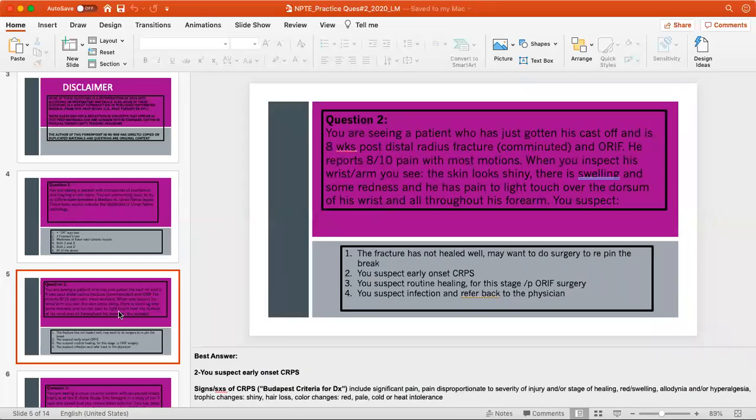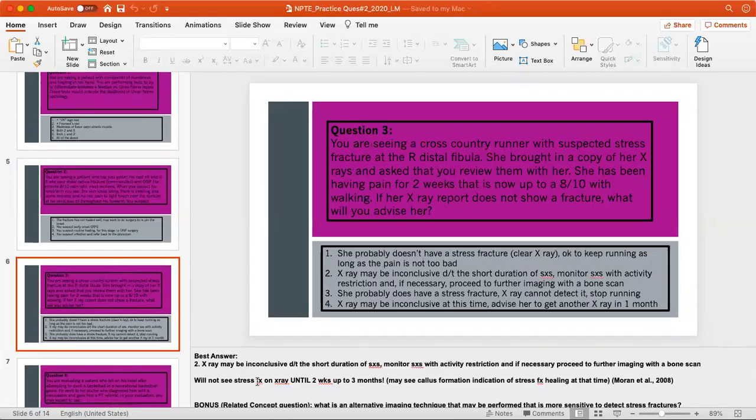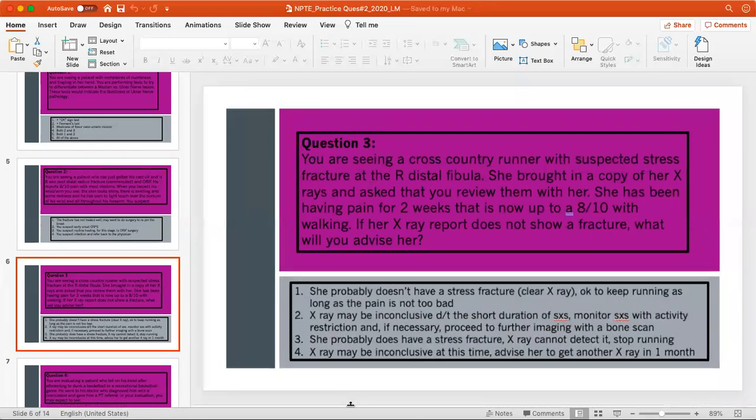Good. All right. So question 3, talking about fractures again, you're seeing a cross-country runner with a suspected stress fracture at the right distal fibula. She has brought in a copy of her x-ray and asked that you review it with her. She has been having pain for 2 weeks and now is having 8 out of 10 pain with walking. If her x-ray report does not show a fracture, what would you advise her?